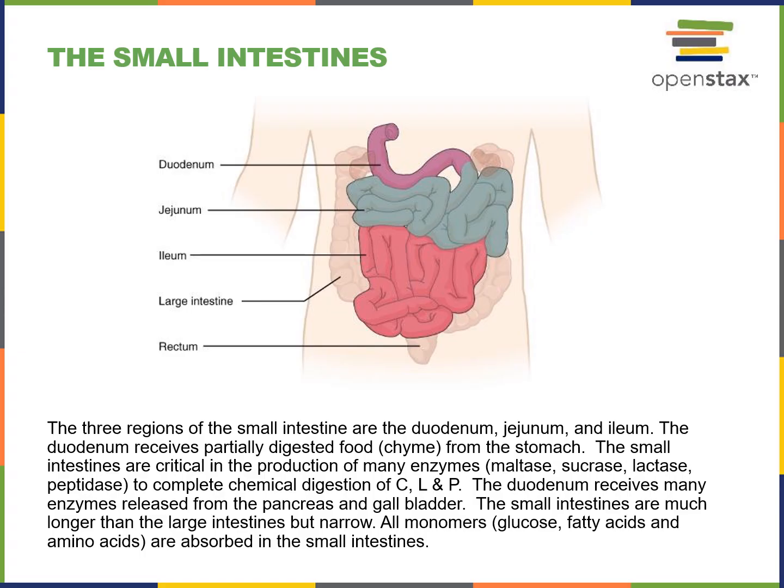Now, the small intestine has three parts, and here are the three parts. The first part is the duodenum, the second is the jejunum, and then the third is the ileum. And notice that they're of different lengths. So the purple here shows the duodenum. Jejunum is slightly longer, but the longest part is the ileum.